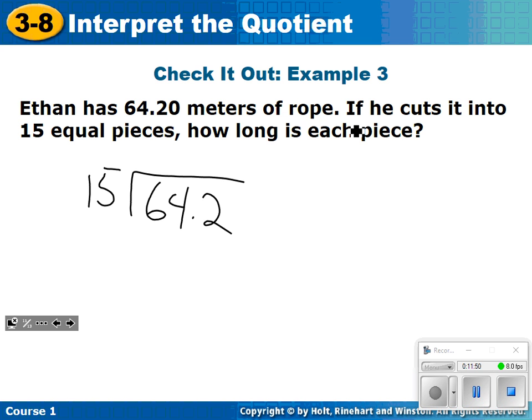What do you think there, Xander? First of all, I'm going to put my decimal straight up because I don't have to bounce it. I'm going to put it right there. What do you think, Xander? I'm going to put a 4 here. That's going to give me a 60 here. 4, 2. Can I be done?